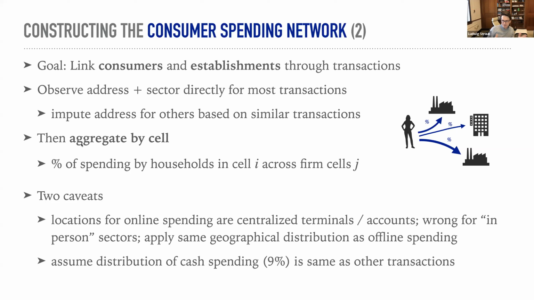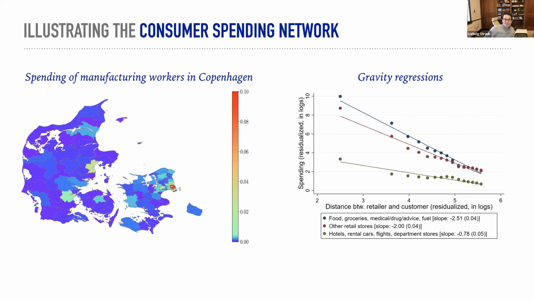And so for that, we just have to make the simplifying assumption that this is going where every other spending is going. So this is our consumer spending network. Now, what does this look like?